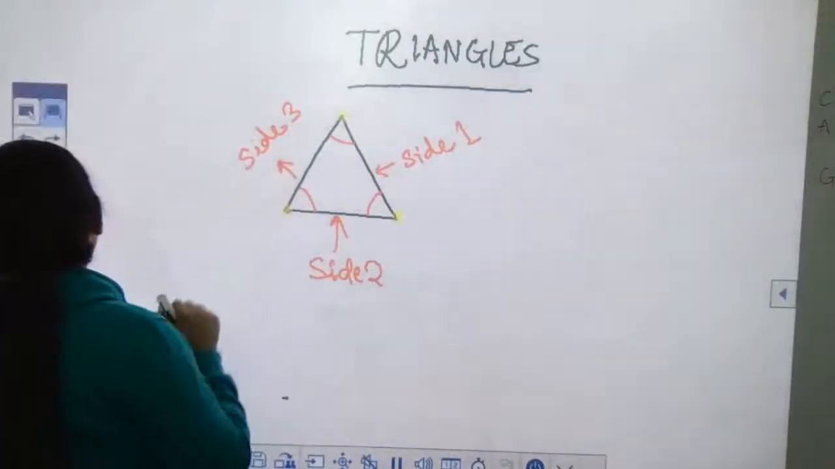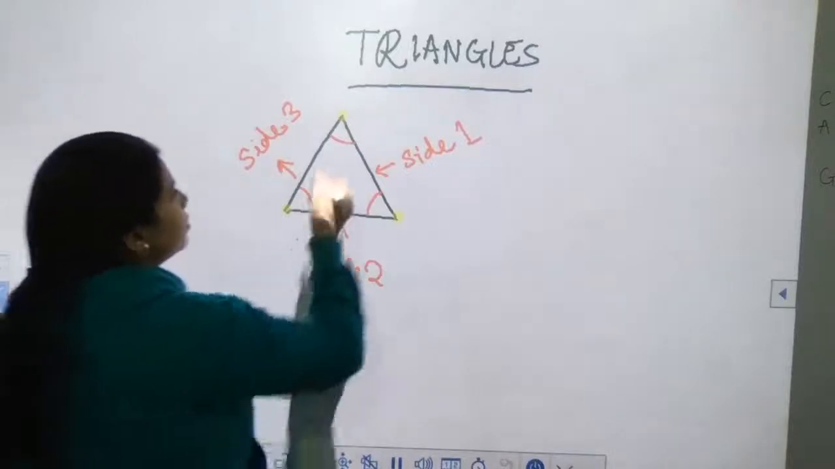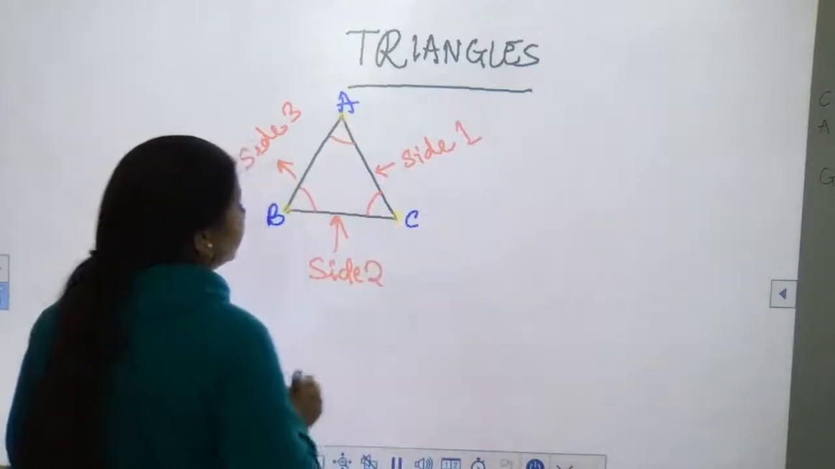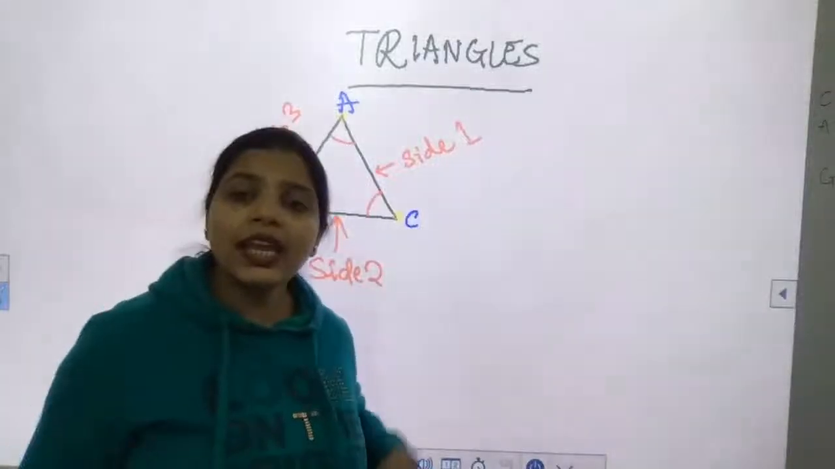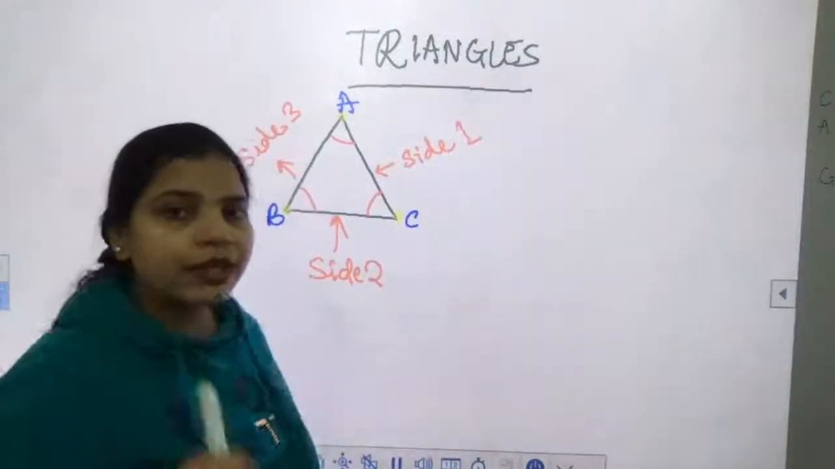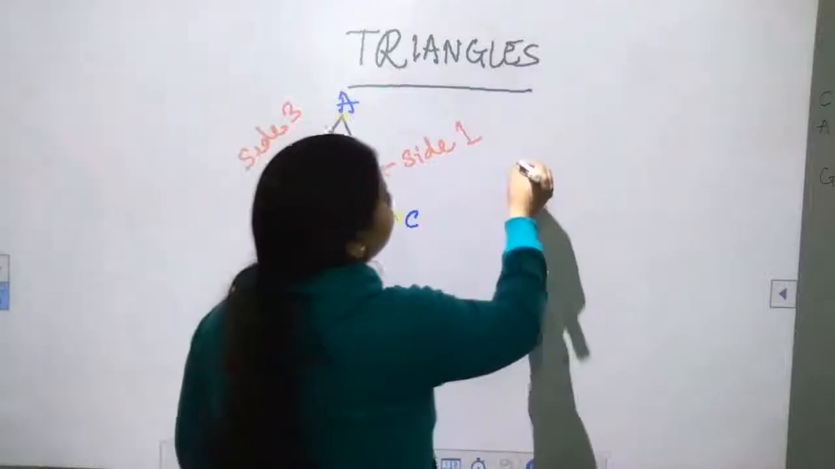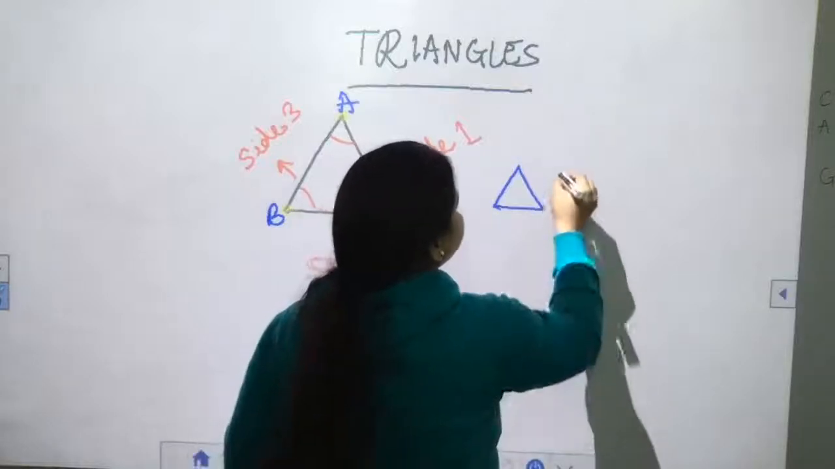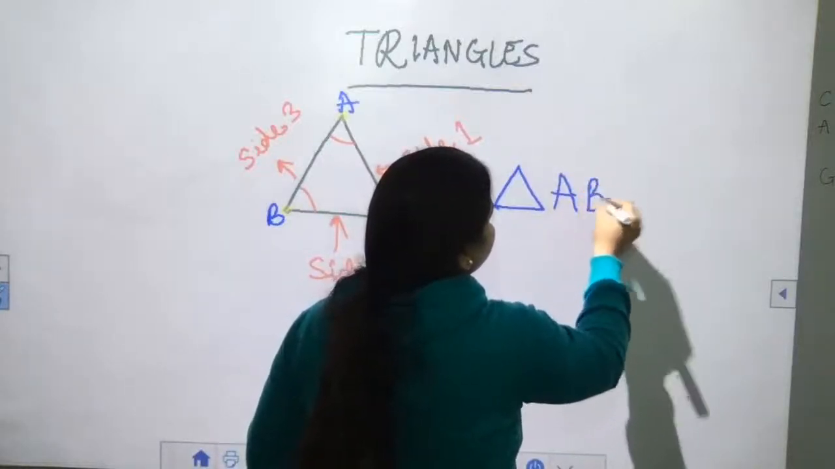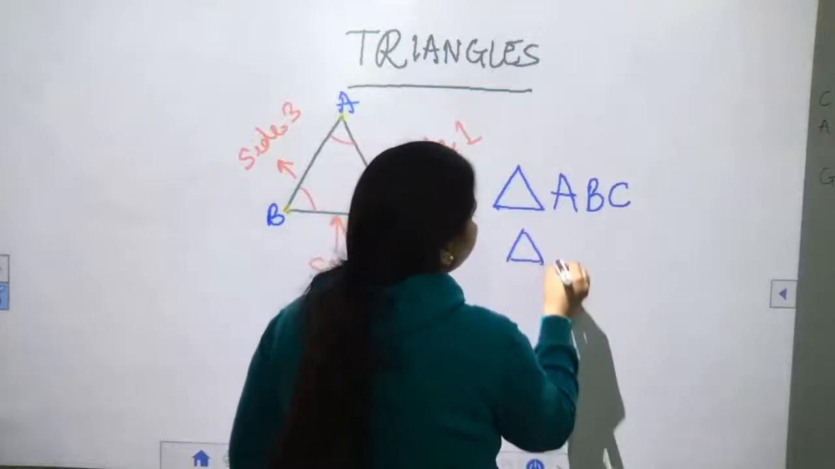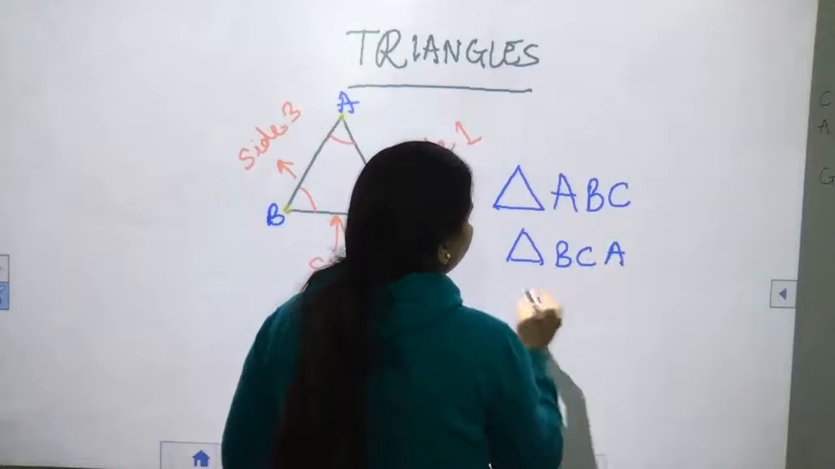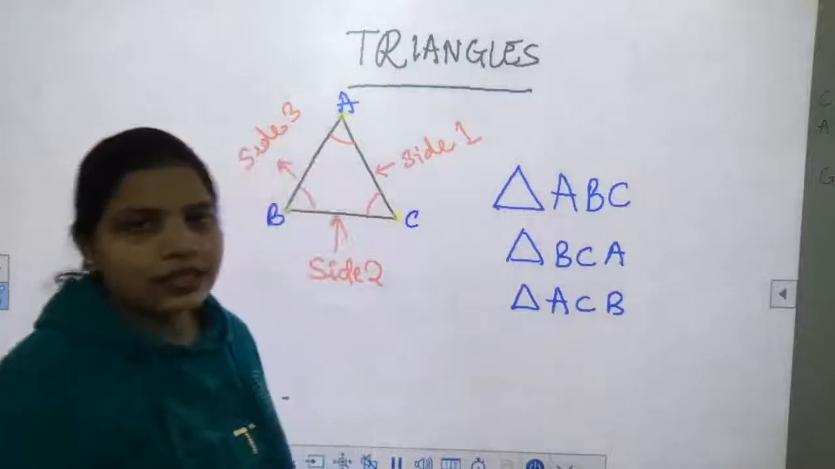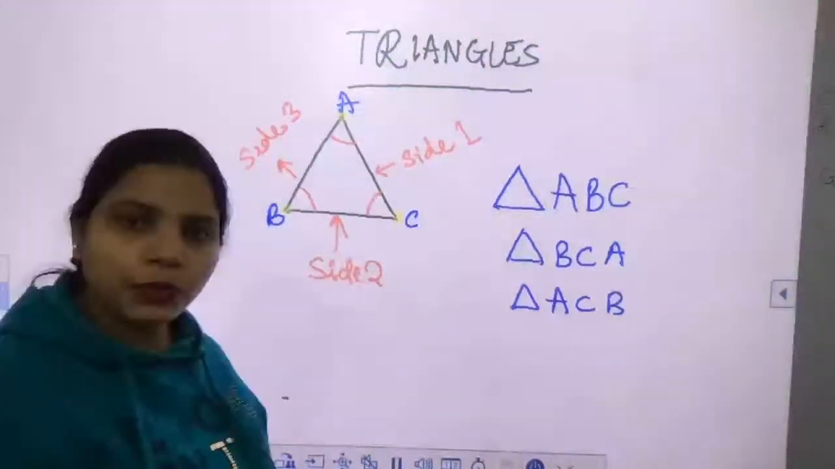We'll label these vertices. So how do we label? Let's suppose this vertex is A, this is B, and this is C. After labeling vertices, we can name this triangle. For naming this triangle, we'll first of all use a symbol. This is the symbol for a triangle. And how do we name a triangle? We'll name it as ABC. You can name it as BCA or ACB. Doesn't matter.